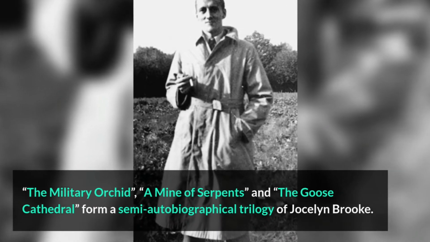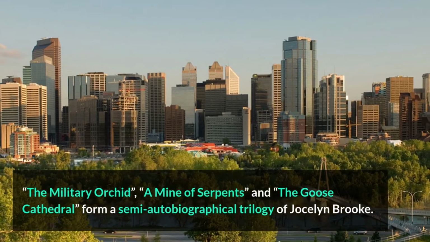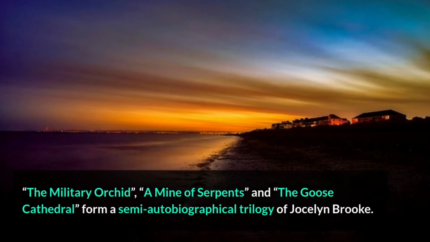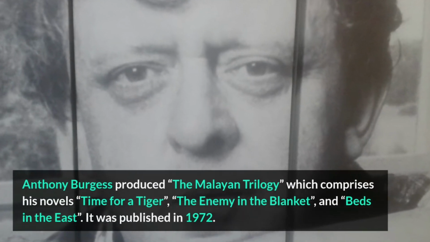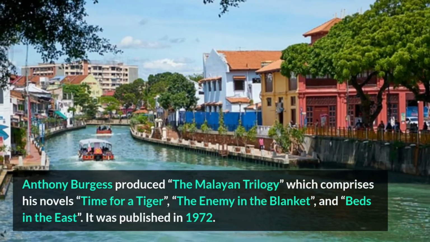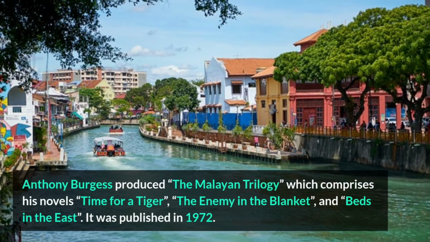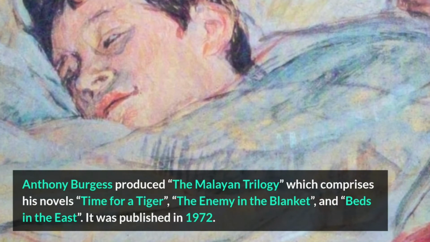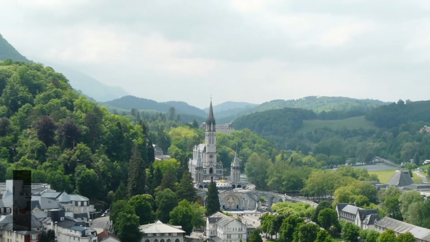The Military Orchid, A Mine of Serpents and The Goose Cathedral form a semi-autobiographical trilogy of Jocelyn Brooke. Anthony Burgess produced the Malayan Trilogy, which comprises his novels Time for a Tiger, The Enemy in the Blanket, and Beds in the East. It was published in 1972.